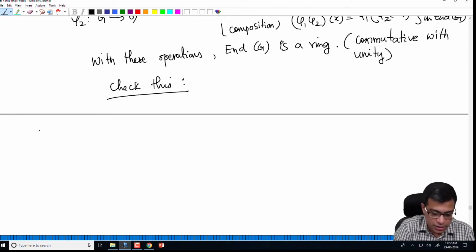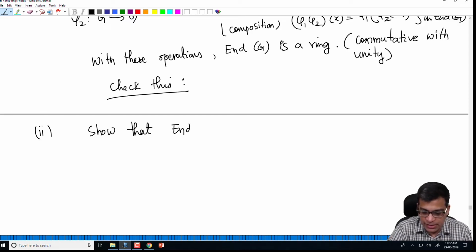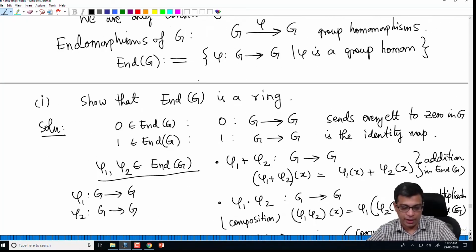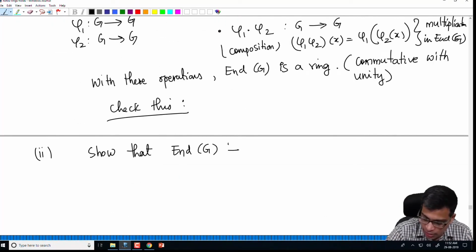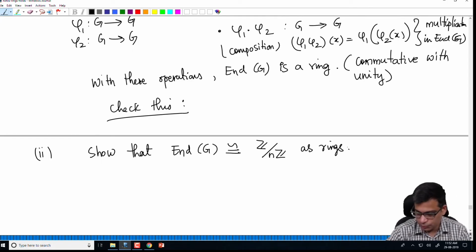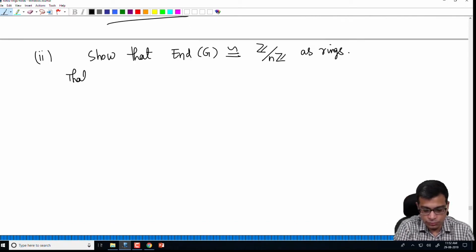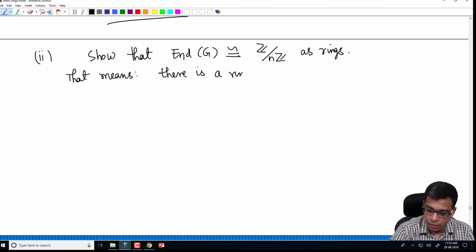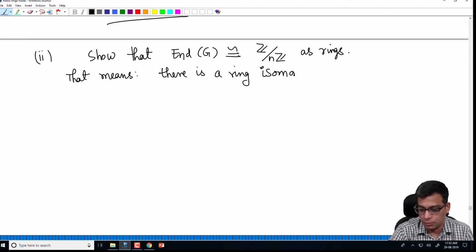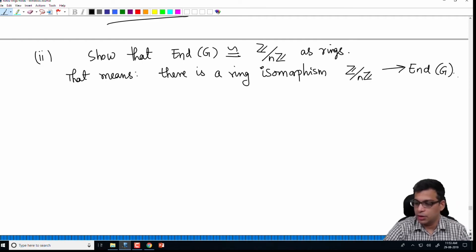fairly straightforward exercise. The second exercise is to show that, now that by the first exercise we know that End G is a ring, what kind of ring is it? We show that End G is isomorphic to Z mod NZ as rings. That means there is a ring isomorphism, let me reverse the direction, doesn't matter. So there is a ring isomorphism from Z mod NZ to End G.